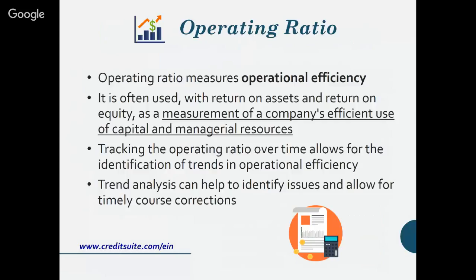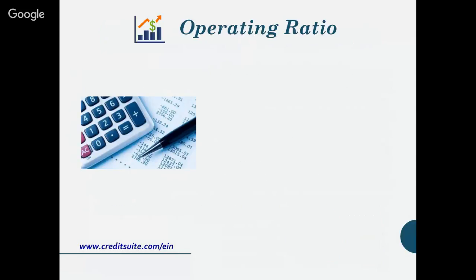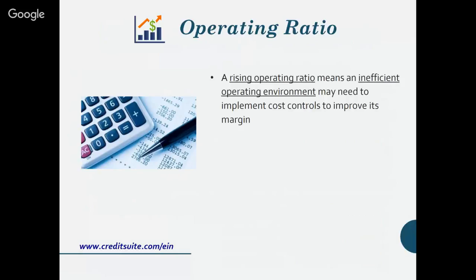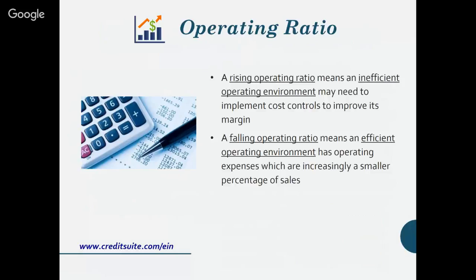And then based on those trends, you can make course corrections to improve. So a rising operating ratio means an inefficient operating environment. You may need to implement cost controls to improve your margin. So a falling operating ratio means an efficient operating environment.